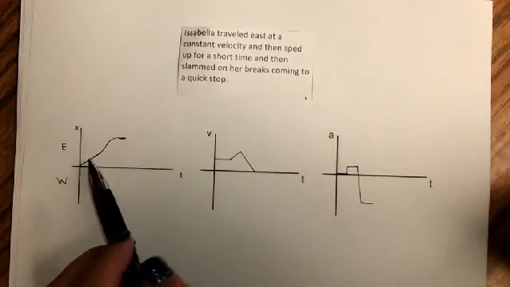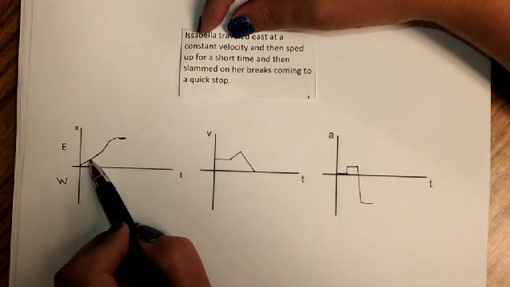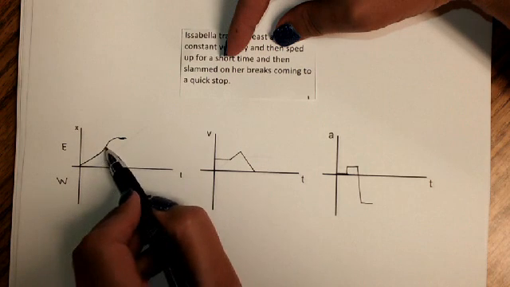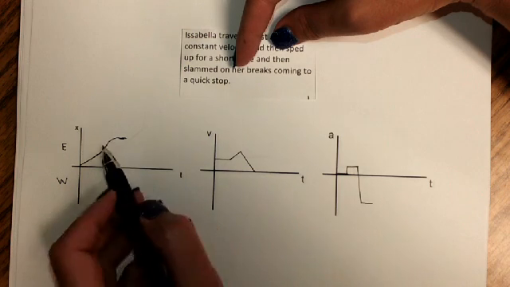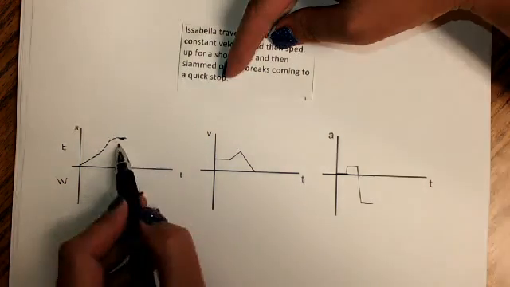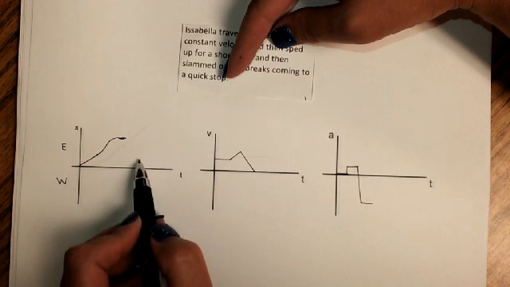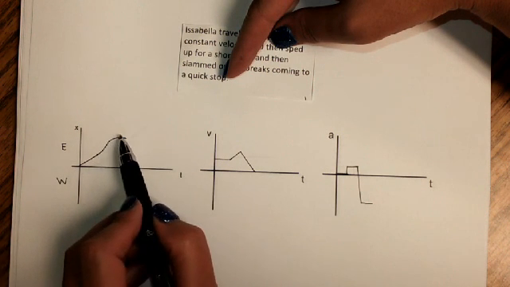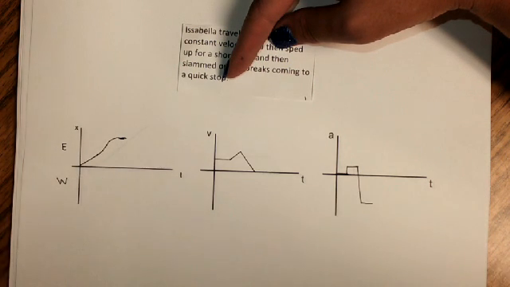Okay, Isabella travels east at a constant velocity. So here's my constant velocity. And then she speeds up for a short time, so now I have an increasing slope right here. And then she slams on her brakes, so a harshly decreasing slope, to a quick stop. Now it never slopes back down because she didn't go west. She never went west, she only went east. So the entire time her position should be increasing towards the east. Right here it's increasing towards the east at a constant rate.